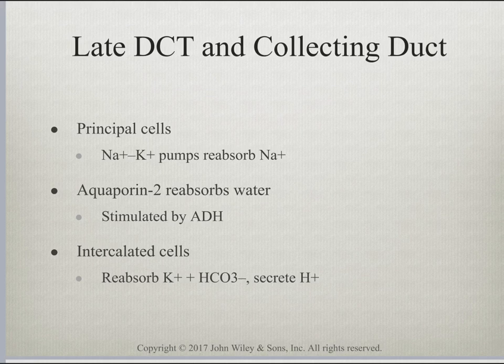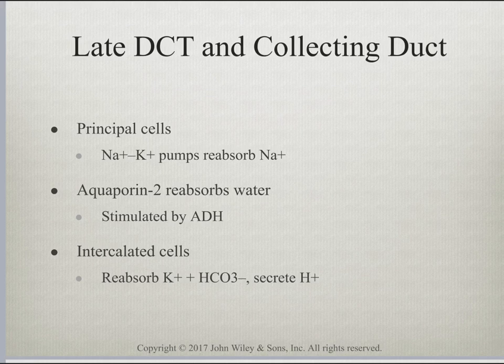The second structure we're going to find is aquaporin 2. This protein forms a channel that's going to carry water across the cell membrane. It is found in the late DCT as well as the collecting duct. These are going to be stimulated by antidiuretic hormone secreted from the hypothalamus and the posterior pituitary.